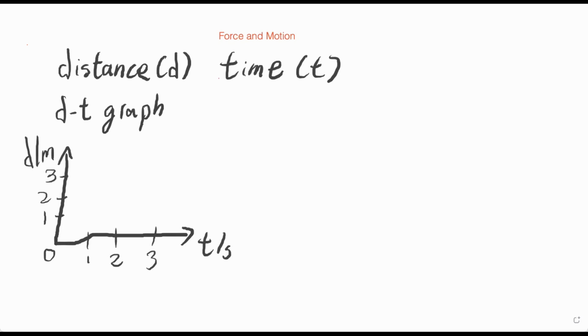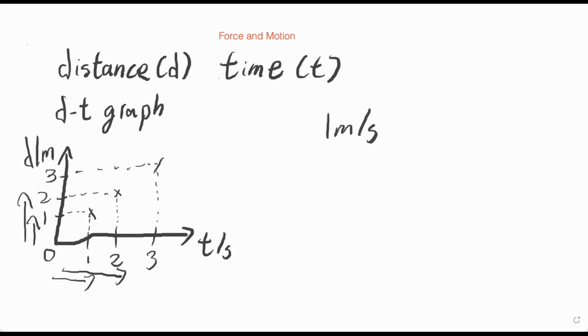So let's say the person is traveling at 1 meter per second. So in 1 second, it travels 1 meter. So it'll be here after 1 second. And in 2 seconds, it travels 2 meters. So 2 seconds, 2 meters here. And then it goes on, 3 seconds, 3 meters. So if we connect all the dots and draw a graph, you can see there's a straight line.